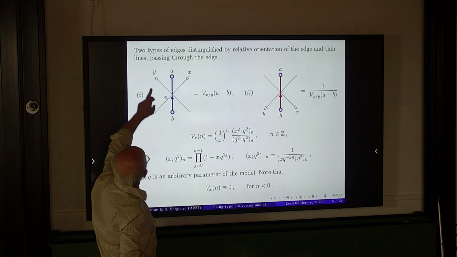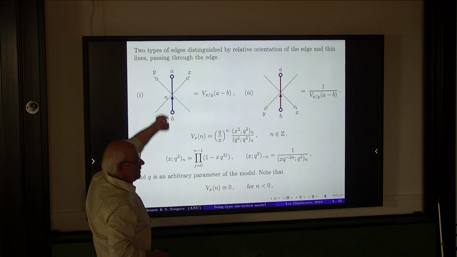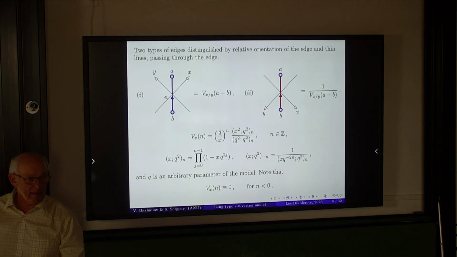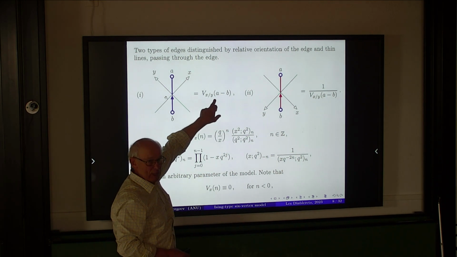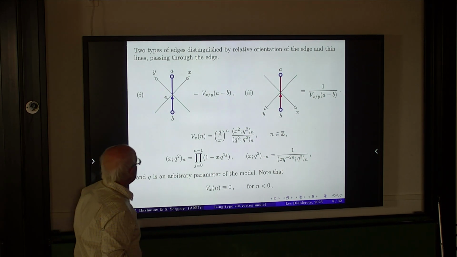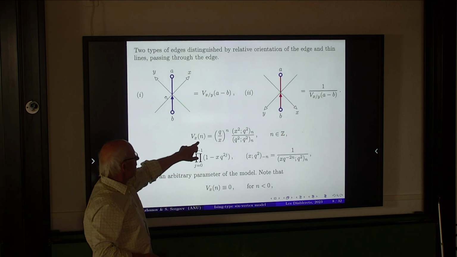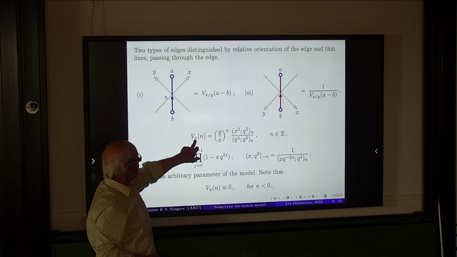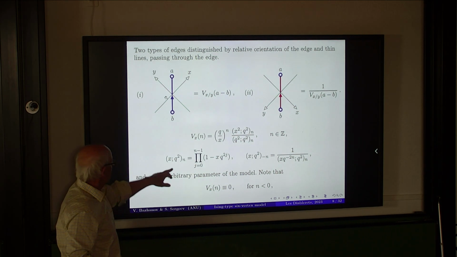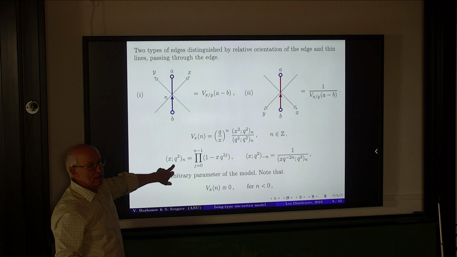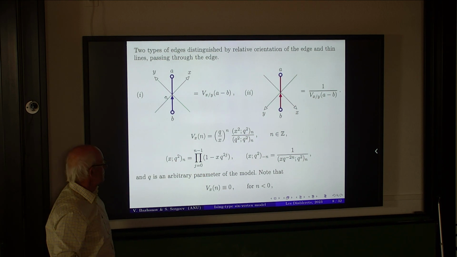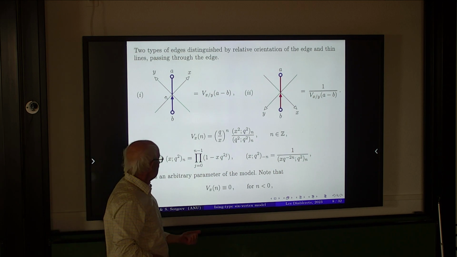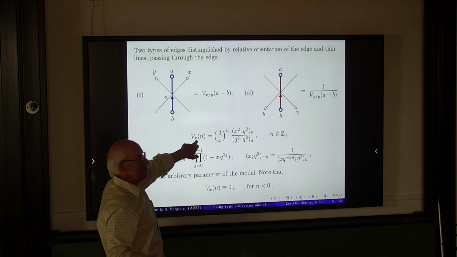So it depends. The thin line carries spectral variables x and y. So it depends on x divided by y here, and the function v. It depends on the spin difference and the spectral variable given by this formula, where that's called the q-Pochhammer symbol. Okay, that's the definition.